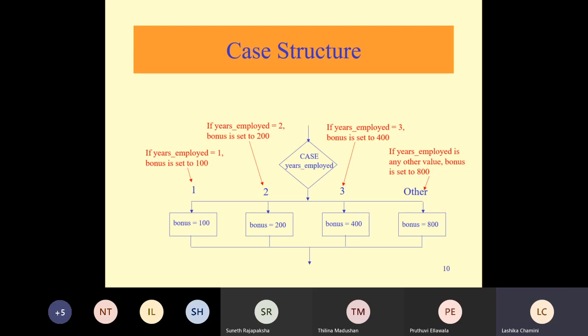At first we are checking whether the value of years employed is equal to 1. If it is, we are giving this employee a bonus of 100. And if the value is equal to 2, then we are giving this employee a bonus of 200. And if it is 3, we are giving this employee a bonus of 400. And if none of these match the years employed, then we have another option, which is other. Then the bonus of this employee is going to be 800. I think you understand this case structure.